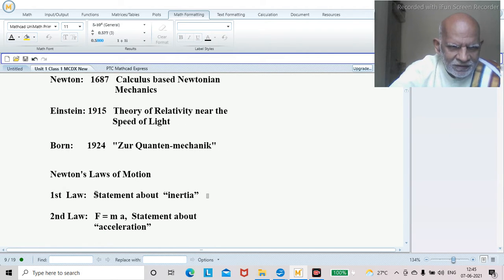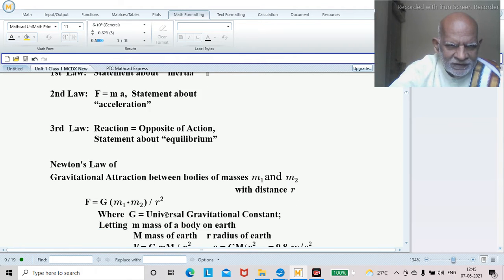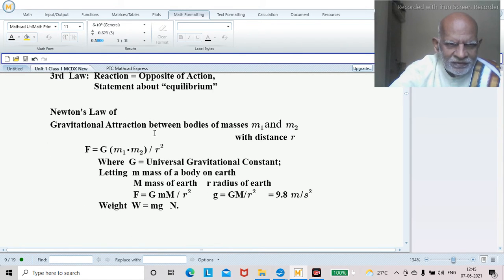The first law is about inertia. The second law, F is equal to mass times acceleration. The third law is that reaction is equal and opposite to action. This is used in getting the equilibrium equation, which we will see. And gravitational attraction, Newton's law, gives rise to the value of 9.8, which is an approximate one that is okay for engineering applications.